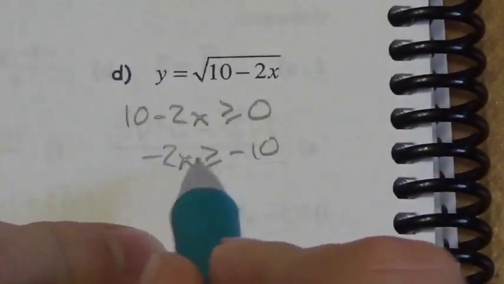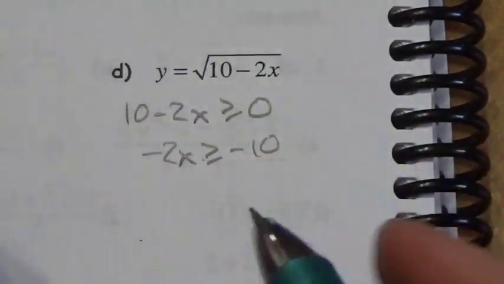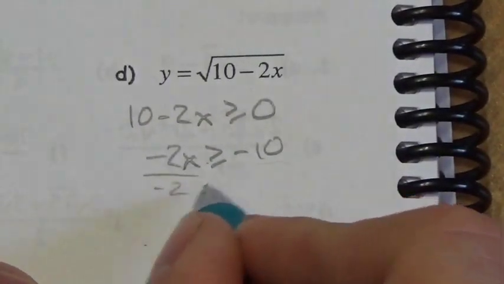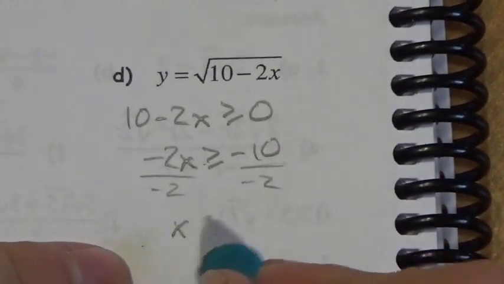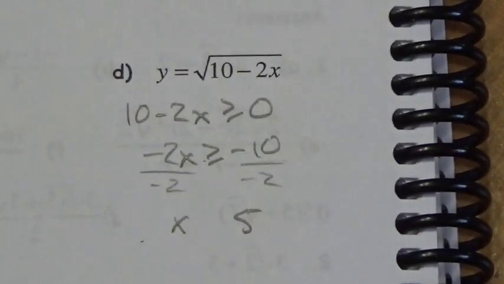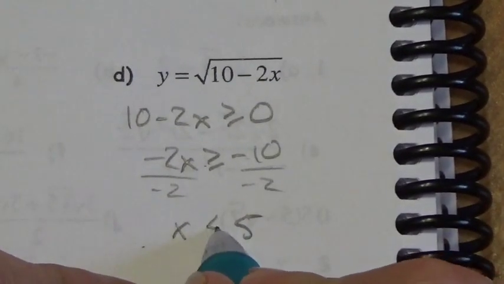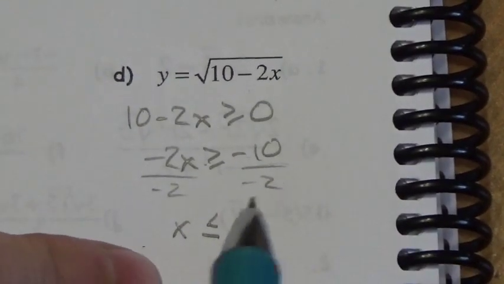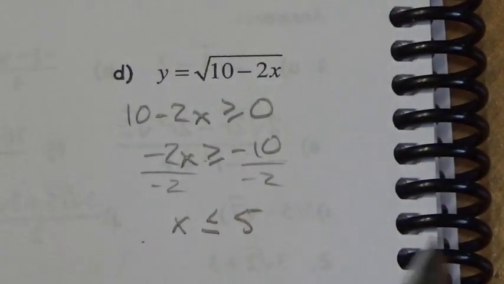Now, for me to get the x by itself, I need to get rid of that negative 2, which means I need to divide both sides of this inequation by negative 2. Those will cancel, and I'm going to get a 5 on the right-hand side. It's probably been a while, but just remember how this works. When you divide or multiply both sides of an inequation by a negative, that changes the direction of the inequality. So in order to be able to take the square root, x has to be less than or equal to 5.